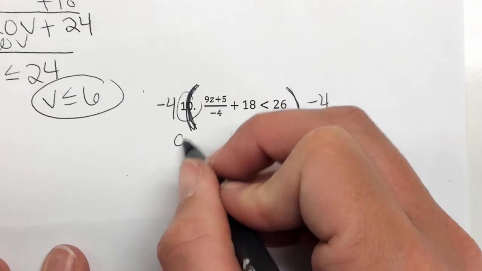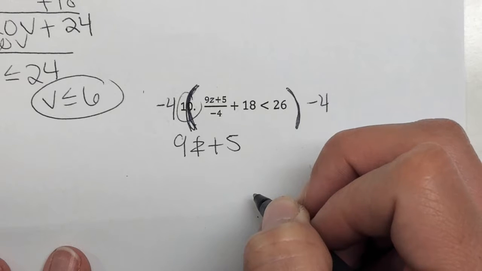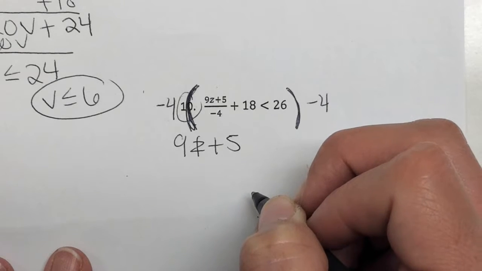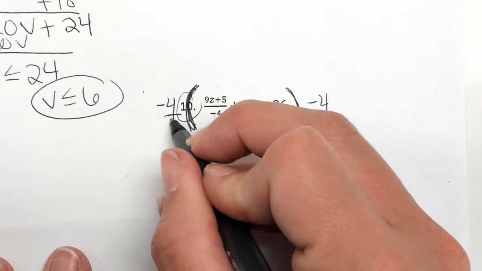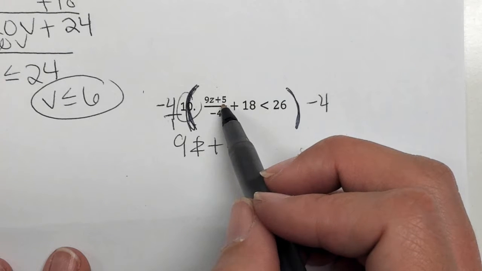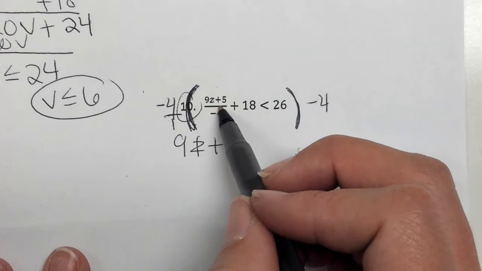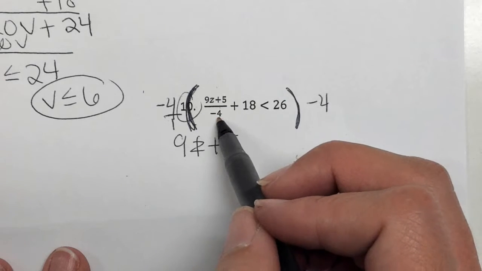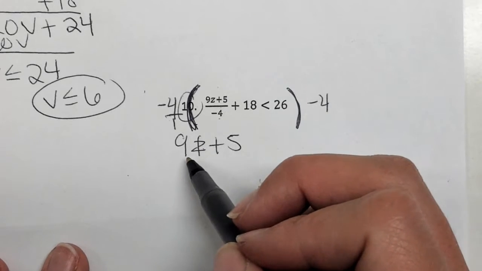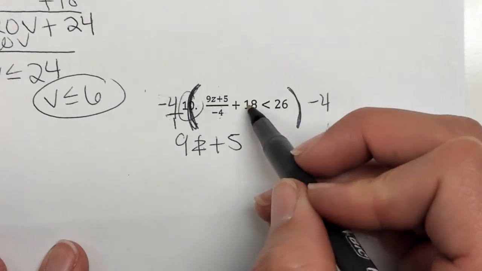Okay, Nicole, tell me what this would be if I multiply by negative 4. That would be 9z plus 5. Alright, how'd you get that? You got it. If you distribute negative 4 and 9z plus 5, it'd be negative 36, negative 20, and then it'll be over negative 4 and then 5. Good. So in other words, the negative 4s cancel out, right? Yes. Okay. Sorry. It's okay.